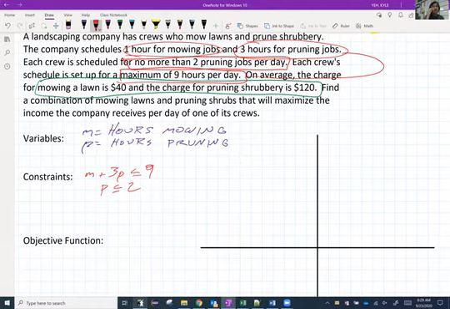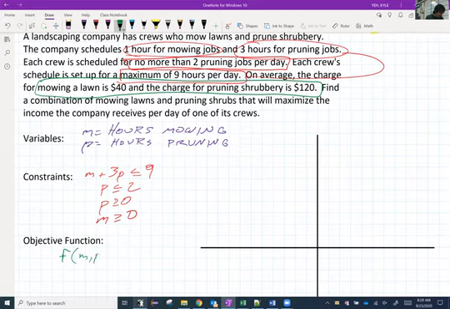I do have 2 other constraints that I'd like you to get into the habit of writing. I call them my common sense constraints, and that is that we're not taking negative jobs. P is going to be greater than or equal to 0. M is going to be greater than or equal to 0, because we're not doing negative jobs for our work crews. So those look like my constraints.